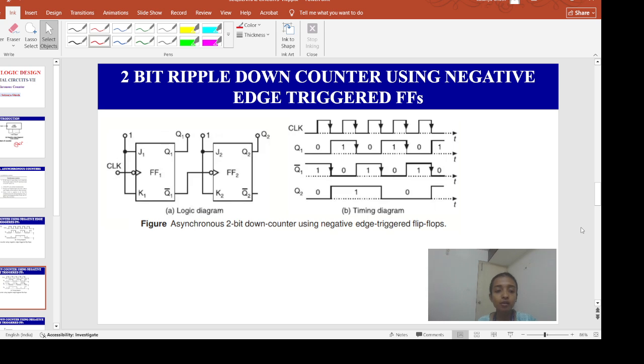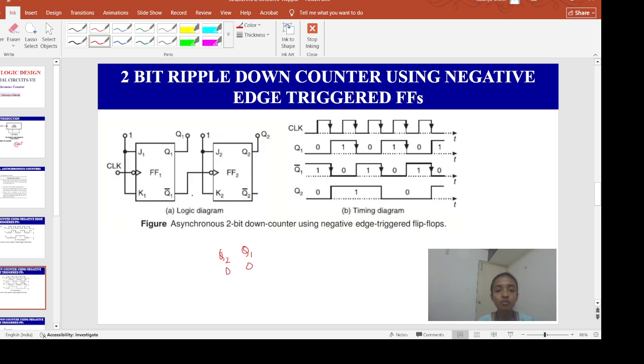Okay. So here what we are observing, you can see this Q1 bar of the first flip-flop is connected to the clock of the second flip-flop. Okay. So let initially all the flip-flops be reset. That means the count of all the flip-flops be 0 0. So this is my Q1 and this is my Q2. Okay, so initially both Q1 and Q2 are 0 0.